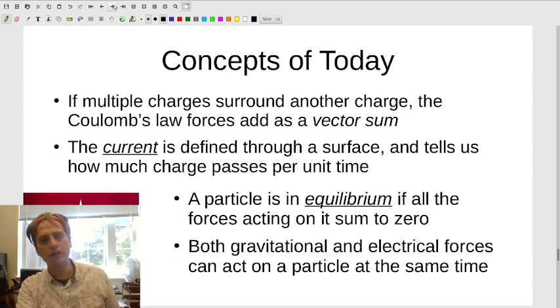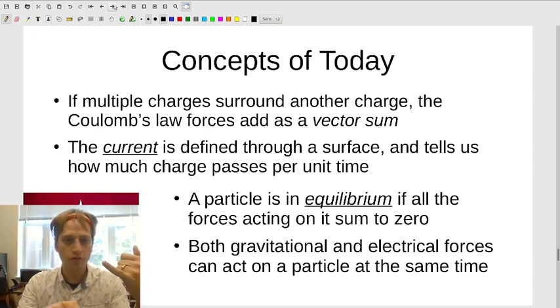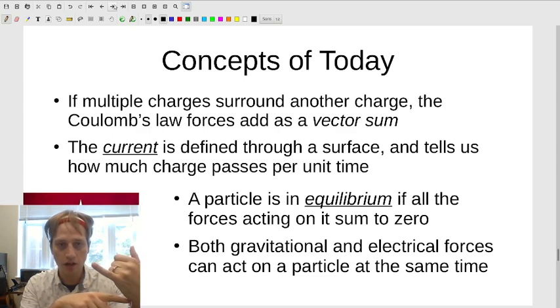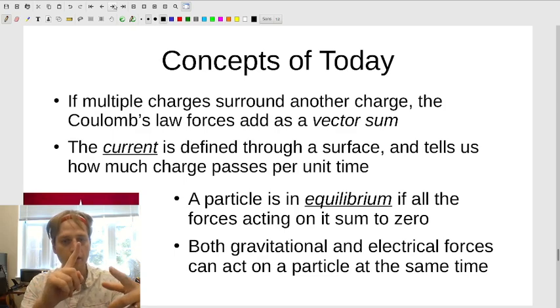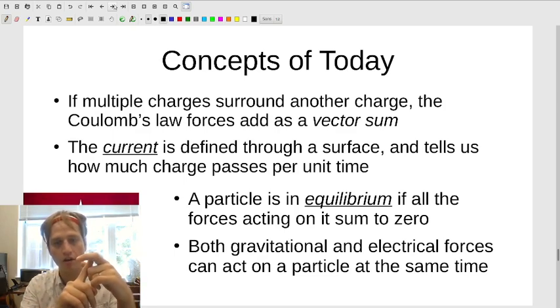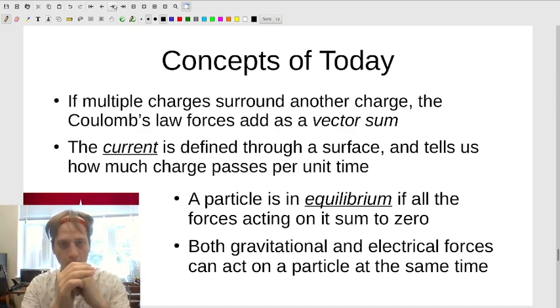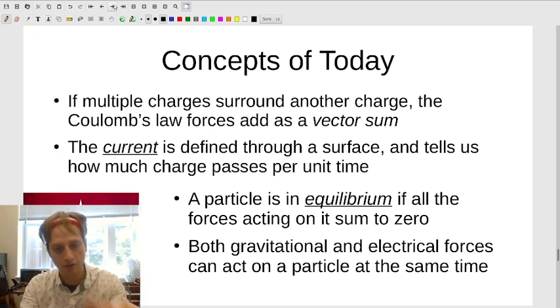Okay, so this is already long enough. What have we talked about today? If multiple charges surround another charge, the Coulomb's law forces add as a vector sum. Current is defined through a surface and tells us how much charge passes per unit time. Equilibrium is when you have the sum of all forces acting on an object equaling 0. And next time we're going to talk more about how gravitational and electrical forces, which can both act on a particle as in that example, can also be thought of as consequences of the gravitational and electric fields.